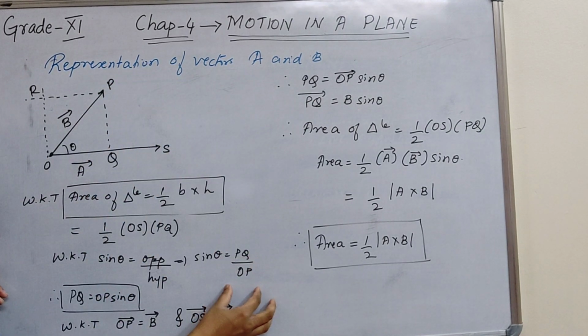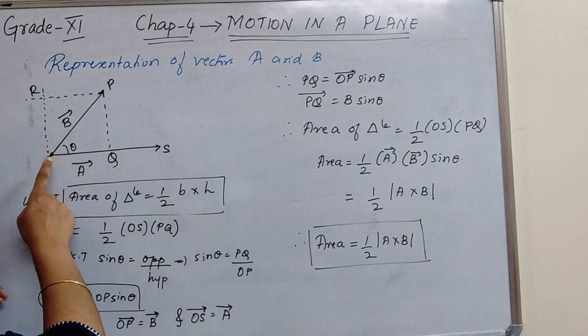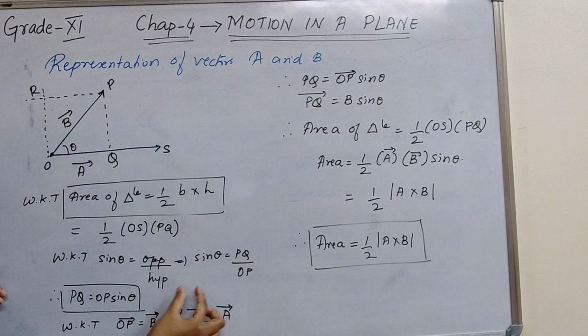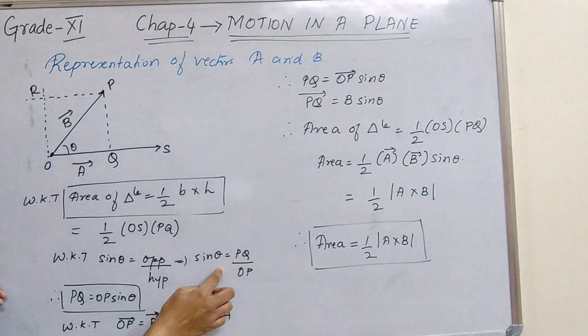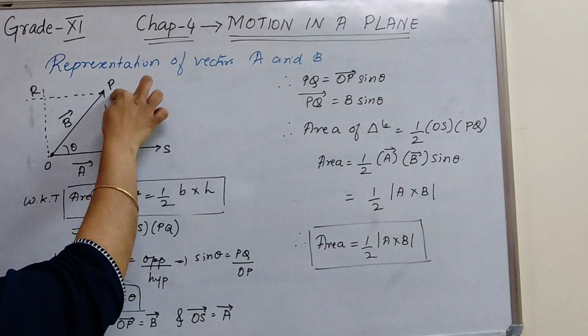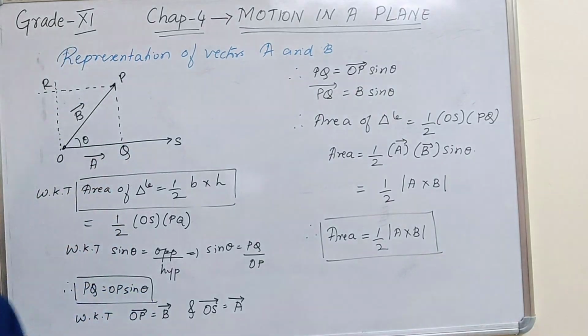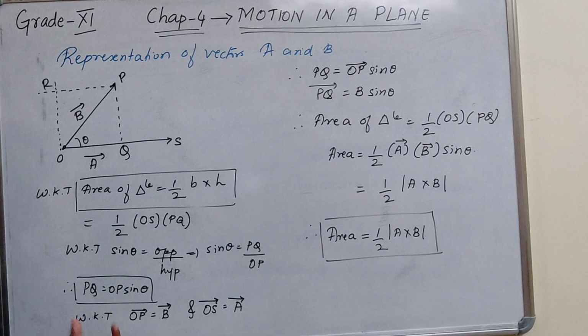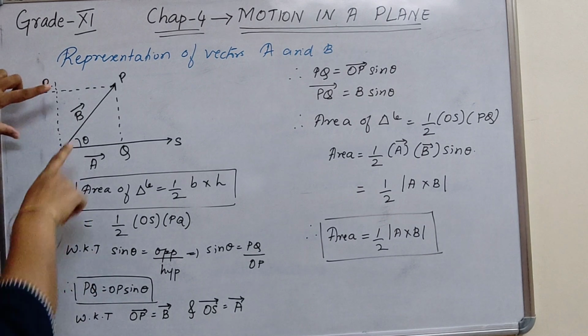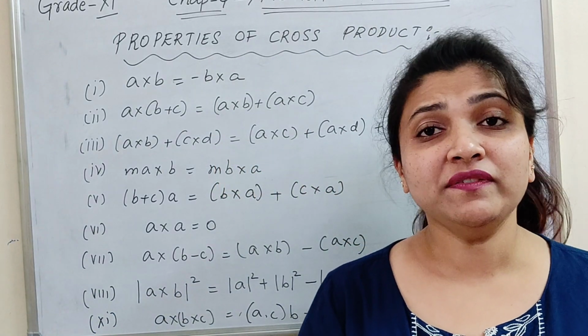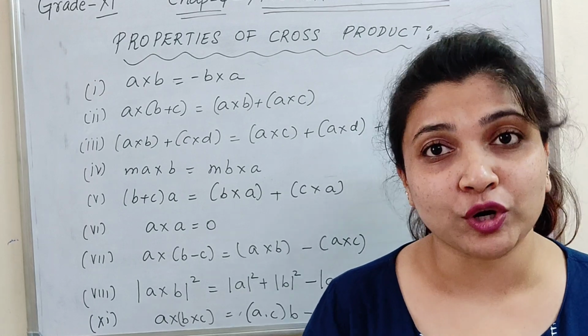Sine theta is equal to, what is opposite here? PQ divided by OP. What is OP? OP is nothing but the hypotenuse, correct? So PQ I need. Why am I doing all this? Because I need what is PQ, right? So PQ is equal to OP sine theta. Now we already know something. What do we know? We know that vector OP. Yes, children. Now we will study a few properties of cross product.